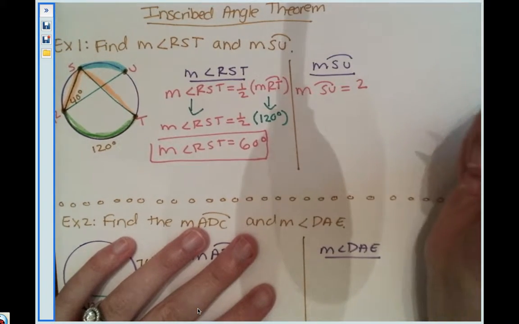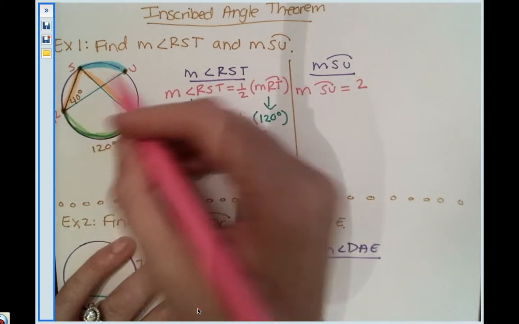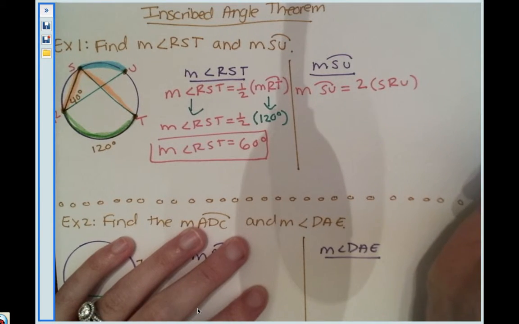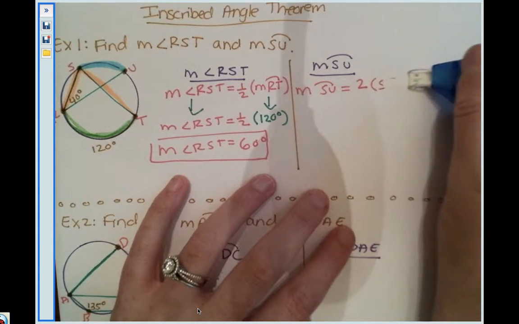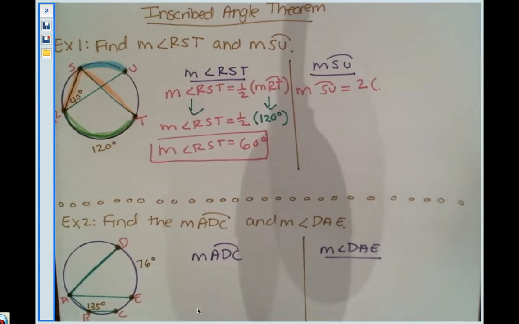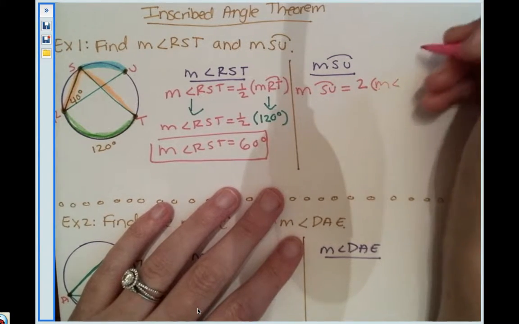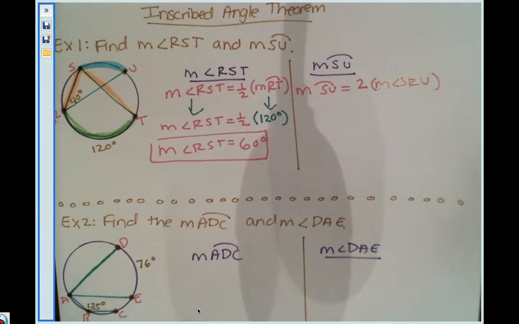You guys, like normal, are on a roll. So I'm going to multiply angle SRU by 2. Oh, whoops, I didn't put the angle. Okay, so 2 times the measure of angle SRU. That's the proper way to write that.